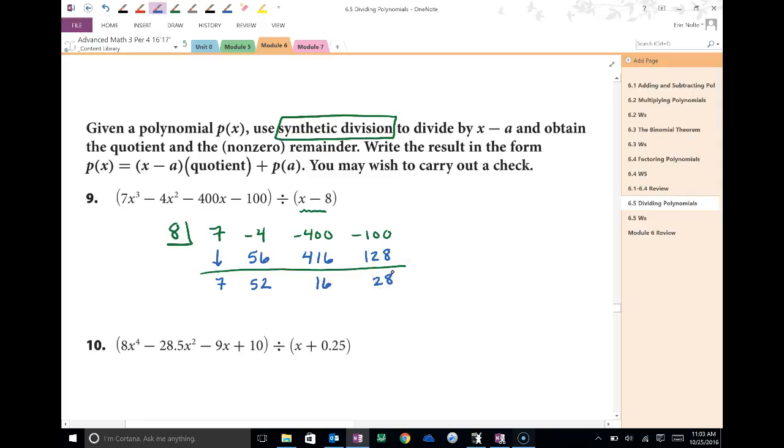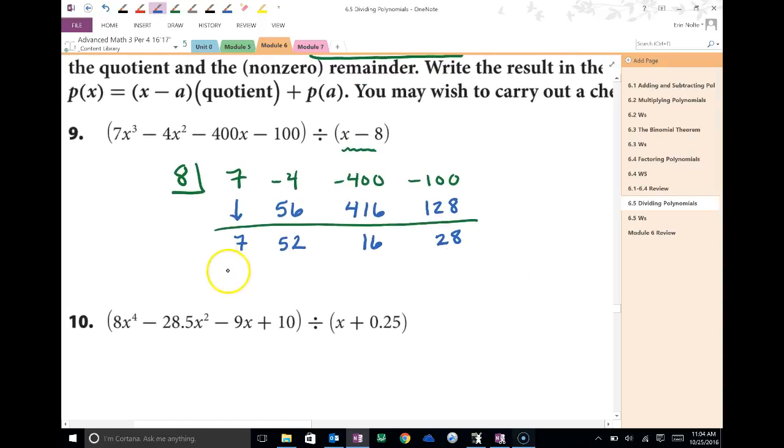Okay, now that is not an answer, right? If we're dividing polynomials, my answer should be a polynomial, not a bunch of random numbers. So this is how I'm going to go to the polynomial. Okay, are you ready? Very simple. It's going to be 7x squared plus 52x plus 16. And guess what the very last number is? 28. So what is that? The remainder, very good. So we're going to put it over the divisor.